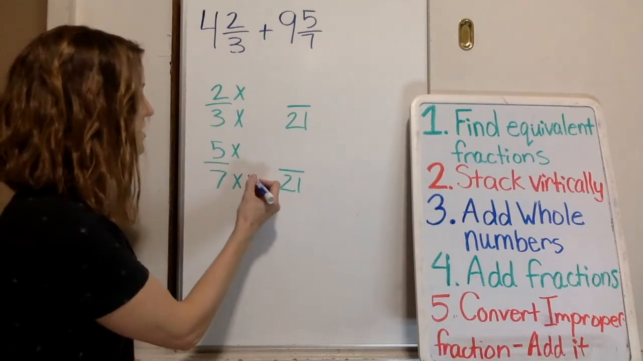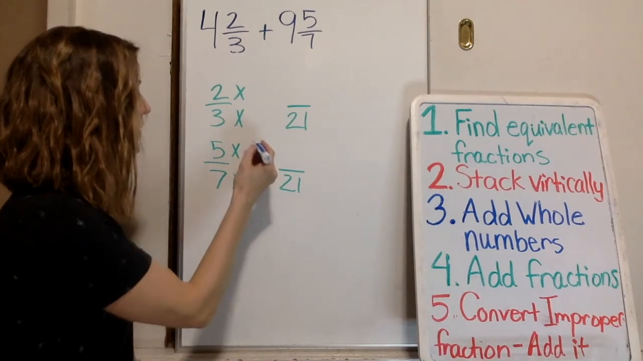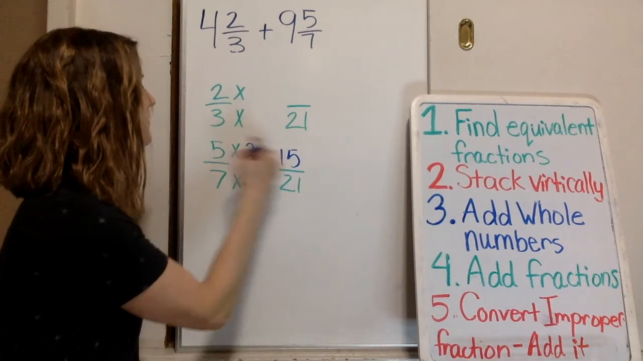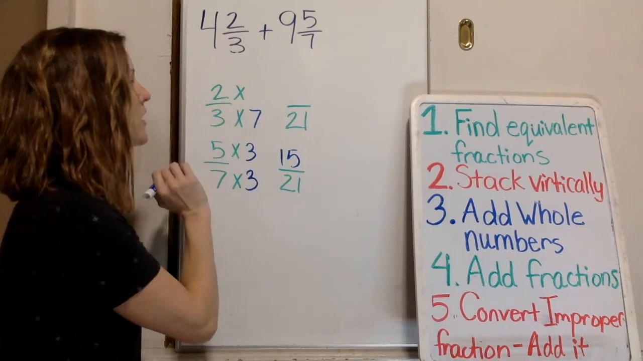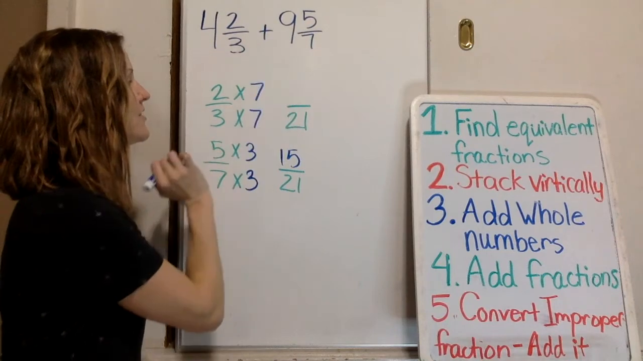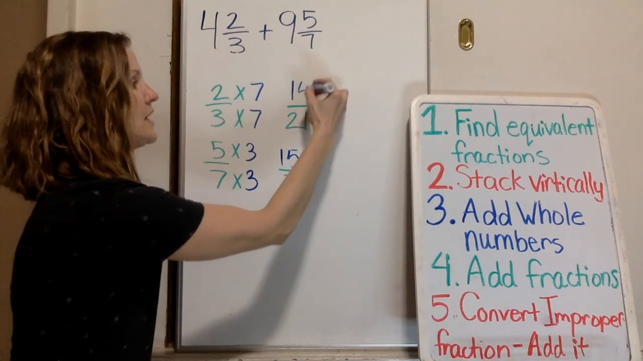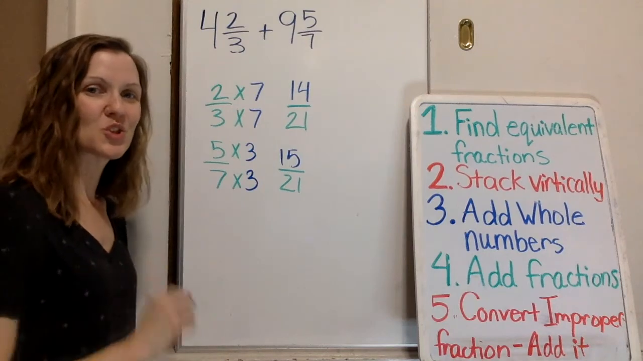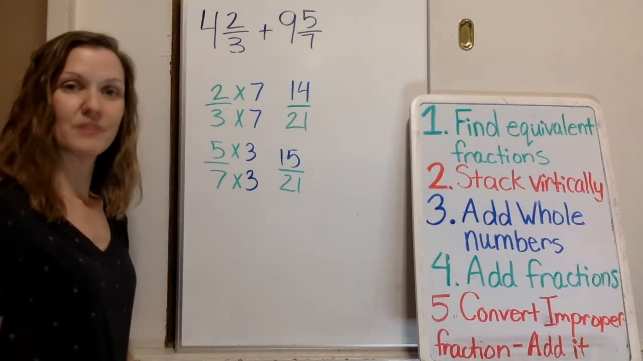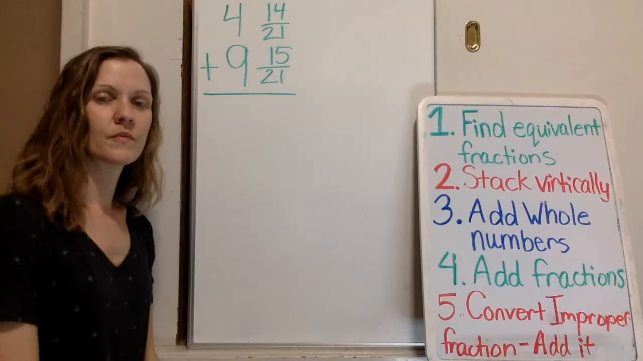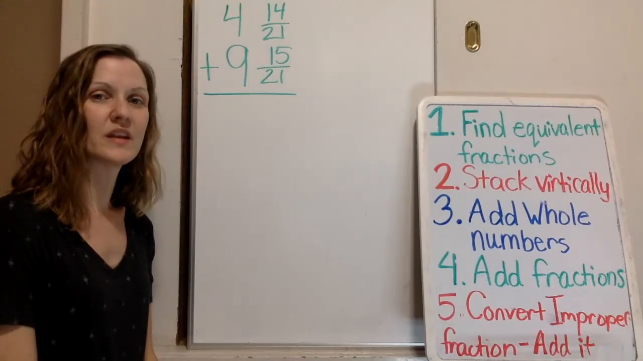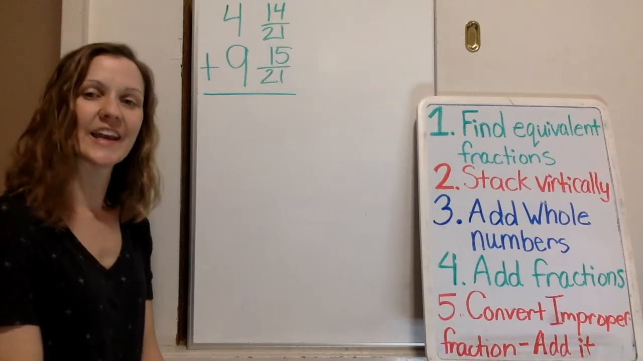So 7 times 3 is 21, so I need to multiply the 5 by 3 as well, which gets me 15. 3 times 7 is 21, multiply the numerator by 7 as well, gets me 14. Now that I have my two equivalent fractions, I can do step number 2, which is to rewrite my problem vertically. Now that I have rewritten this problem with the numbers stacked on top of each other, I can add them.